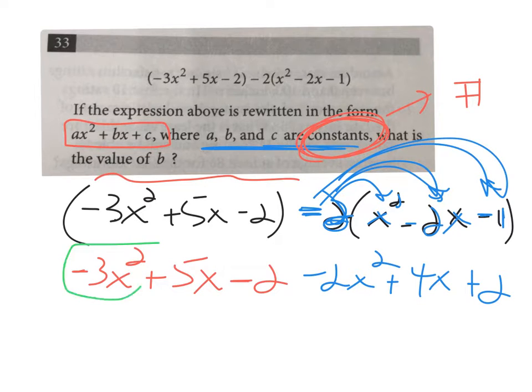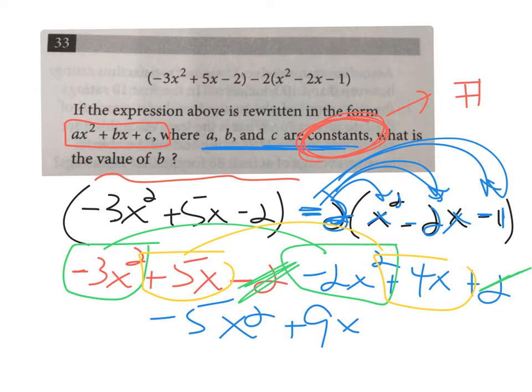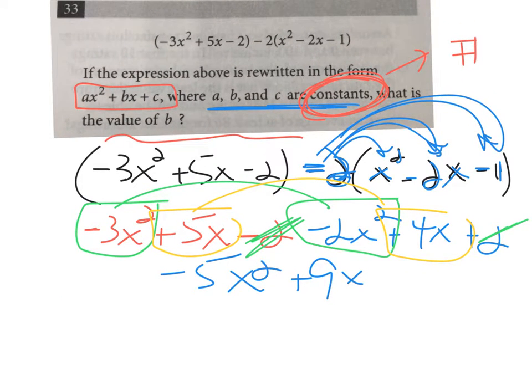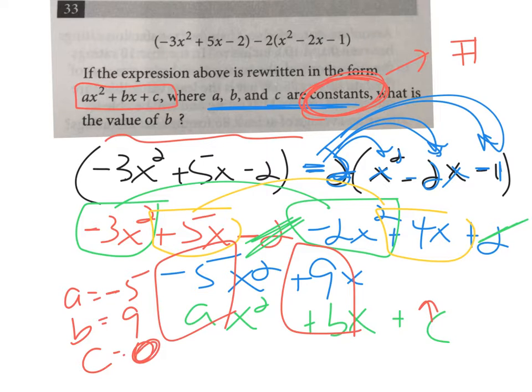Now I'm going to put together the like terms. Negative 3x squared and a negative 2x squared gives you a negative 5x squared. Then I have 5x plus 4x, so that gives me a 9x. And then again, the negative 2 and the positive 2 cancel. So this particular question is saying if you rewrite this in the form ax squared plus bx plus c, that would mean a is equal to negative 5, b would be equal to 9, and c would be 0 because there's no term without an x.